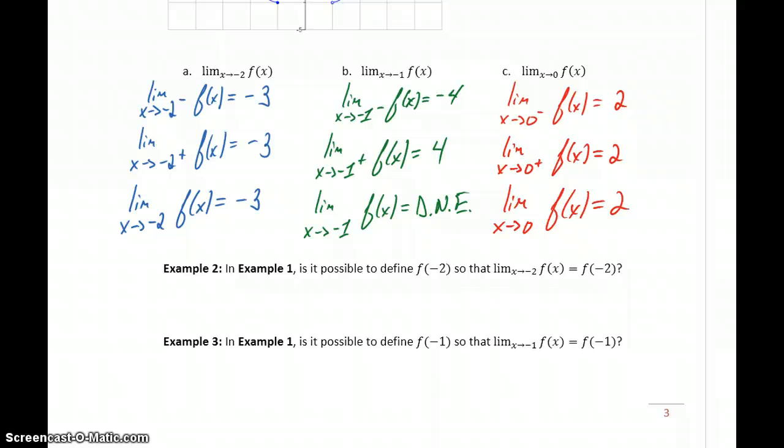In a couple of follow-up questions to example 1, in example 2, we're asked, is it possible to define f of -2 so that the limit as x approaches -2 of f of x is equal to f of -2? What we already know from example 1 is that this limit is equal to -3. So what we're being asked is, can we change something about the function we were given so that f of -2 is equal to -3?